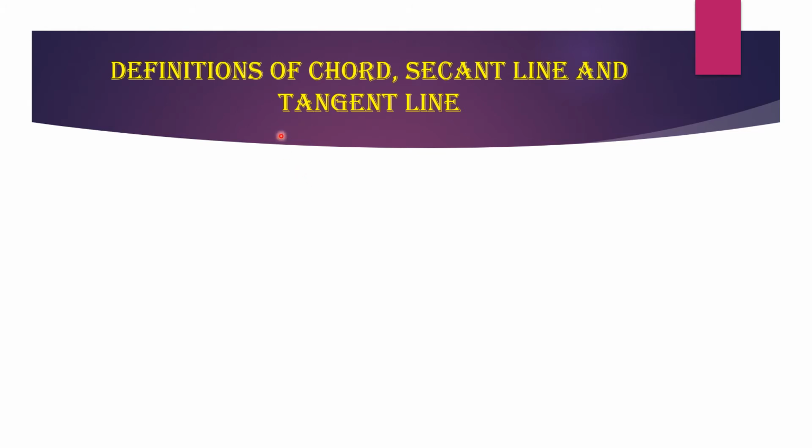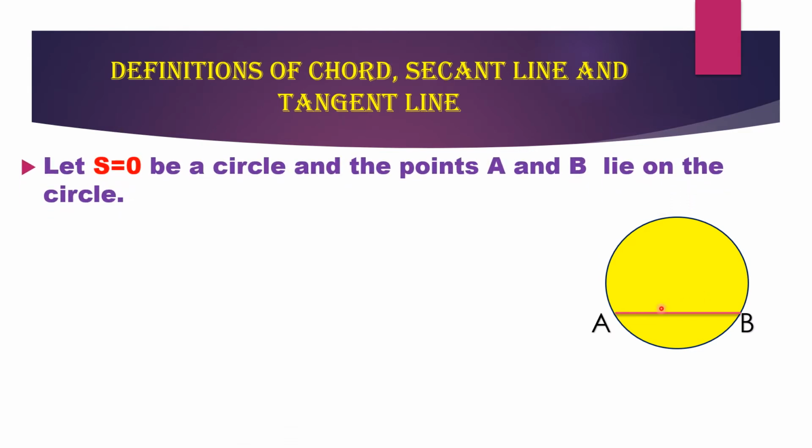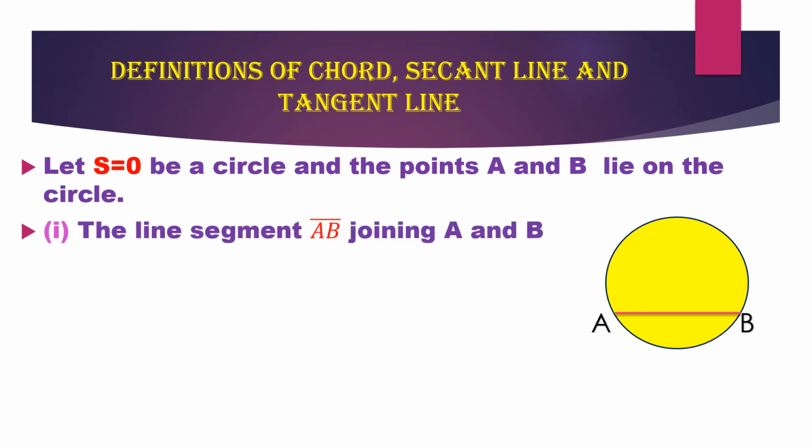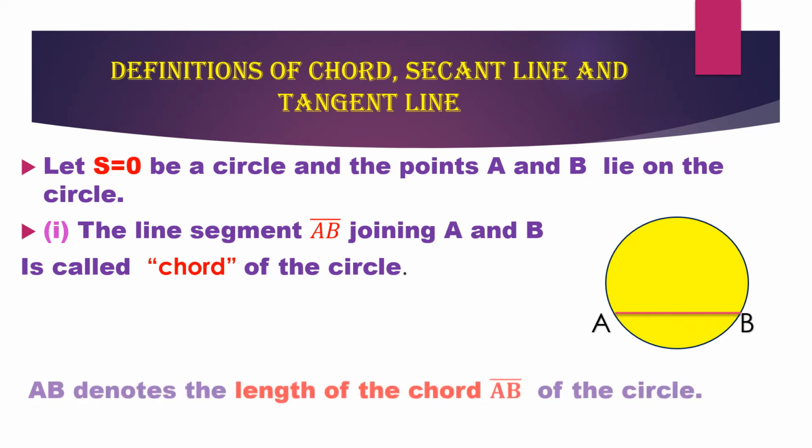Now we go to the definition of chord, secant line and tangent line. Here observe the diagram. This is one of the circles and AB is a line segment. We observe the endpoints of AB completely lie on the circle. Now this type of line segment is called a chord of the circle, and the length of AB is called the length of the chord.